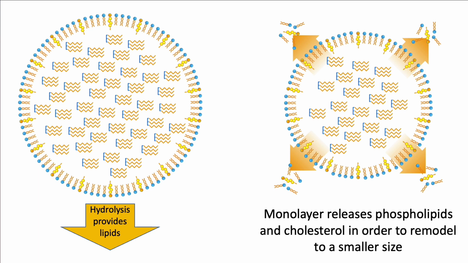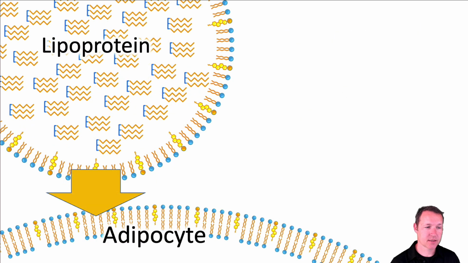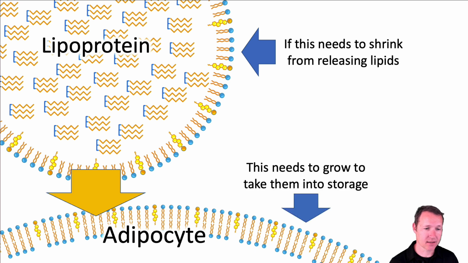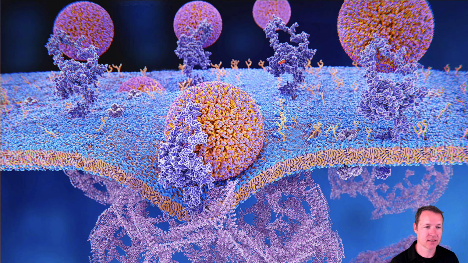That's very important to understand, because now when you're looking at this lipoprotein, you're seeing that these lipids are coming off. If this needs to shrink from releasing lipids and the adipocyte is taking them on, this needs to grow to take them into storage. So adipocytes necessarily, if they are going to take on more lipids, will normally have to increase their bilayer capacity. So here's a big, powerful way it can accomplish that.